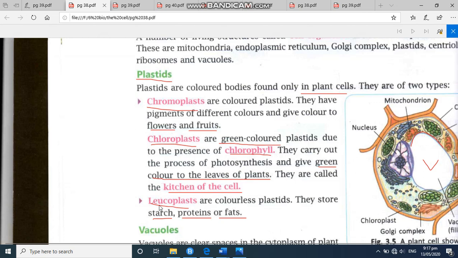Then another type is leucoplast, which are colorless plastids. They store starch, proteins or fats, but they don't give any color to the plant part. For example, we can say the example of potatoes.